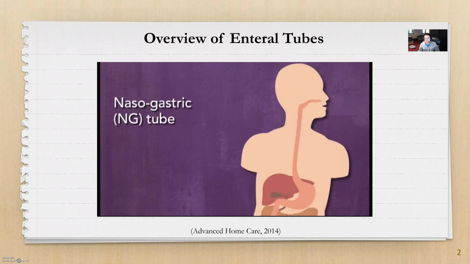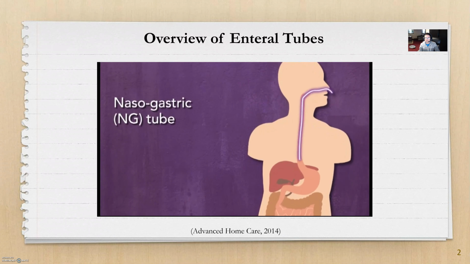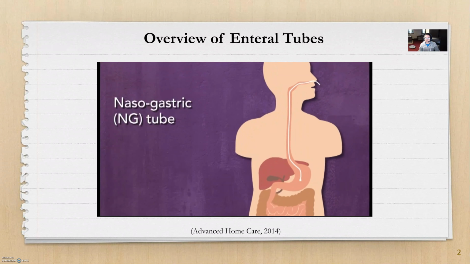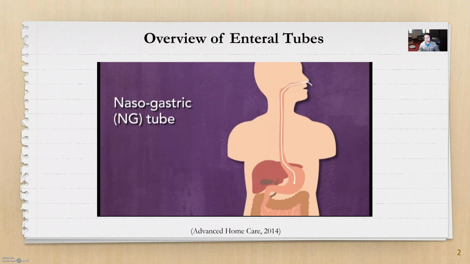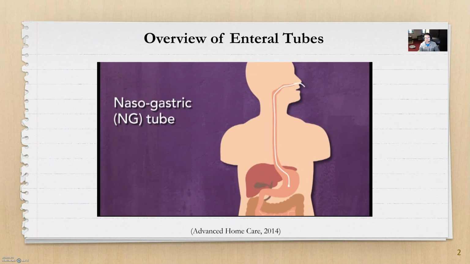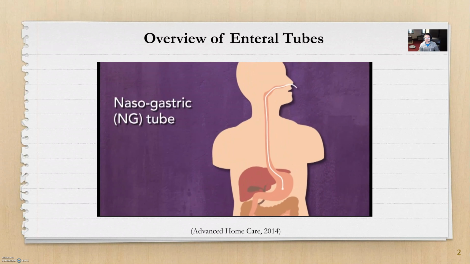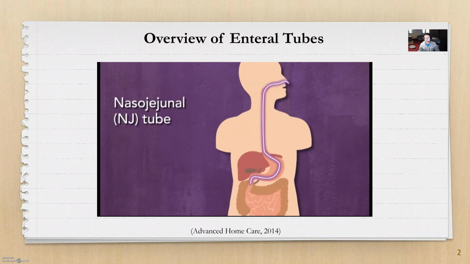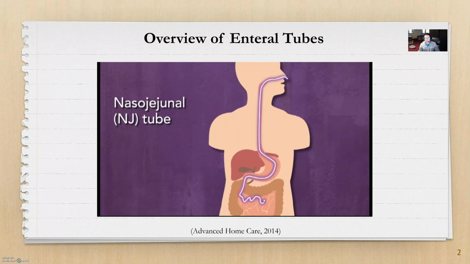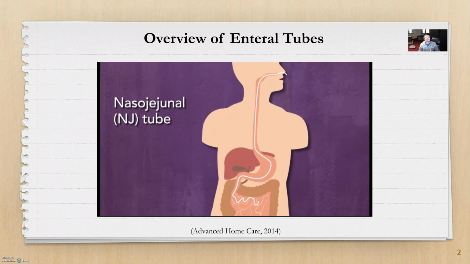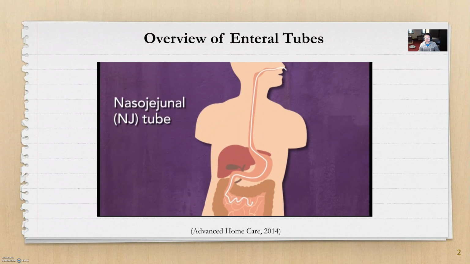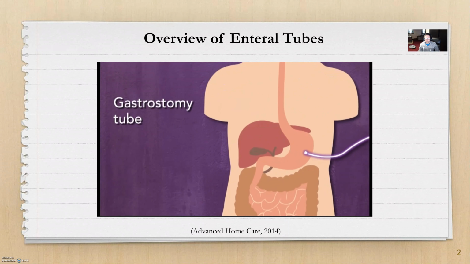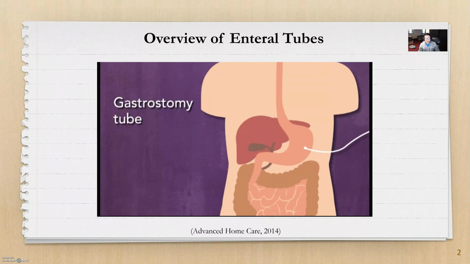A nasogastric or NG tube is inserted through the nose and down into the stomach. This type of tube feeding is typically for short-term use and will not be covered in this program. Please contact your healthcare provider for more information. A nasojejunal or NJ tube is inserted through the nose and down into the jejunum, the second part of the small intestine.